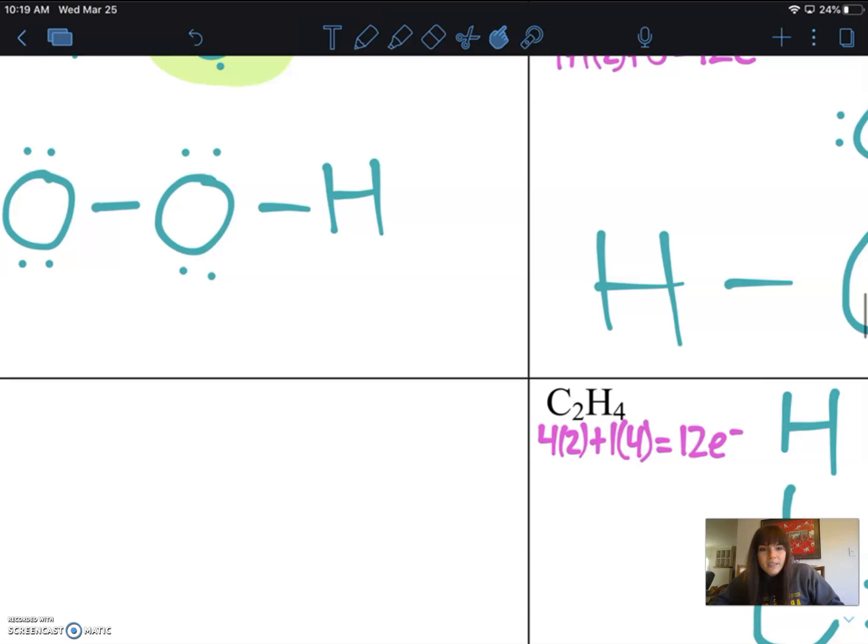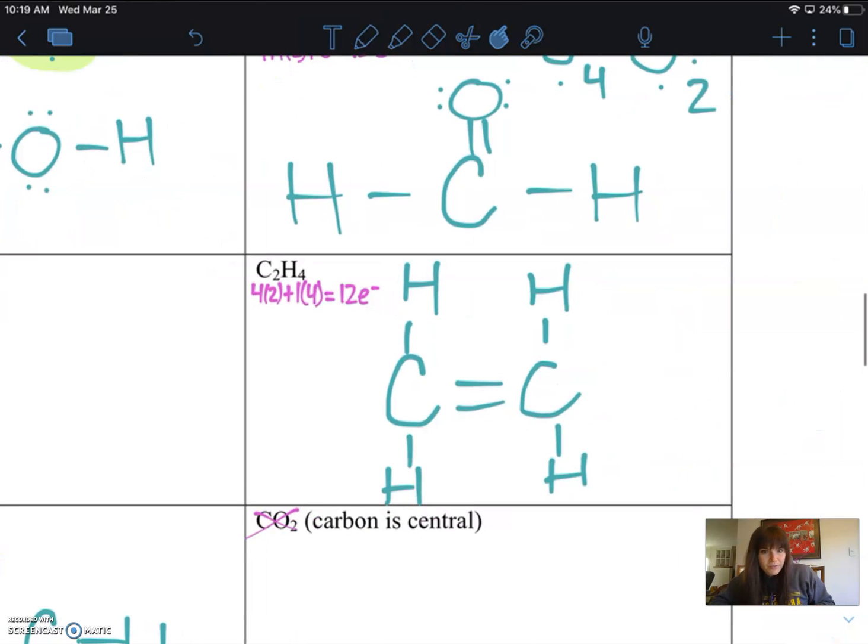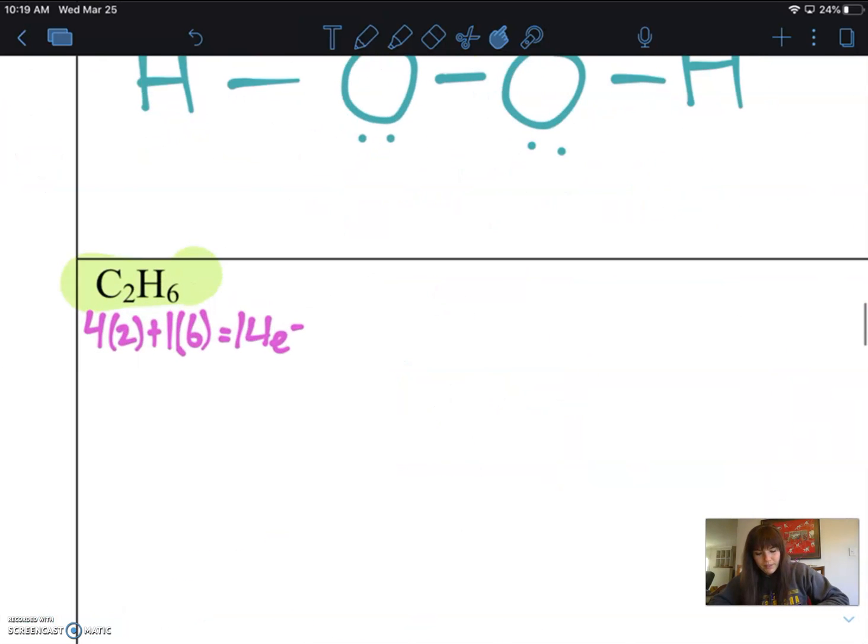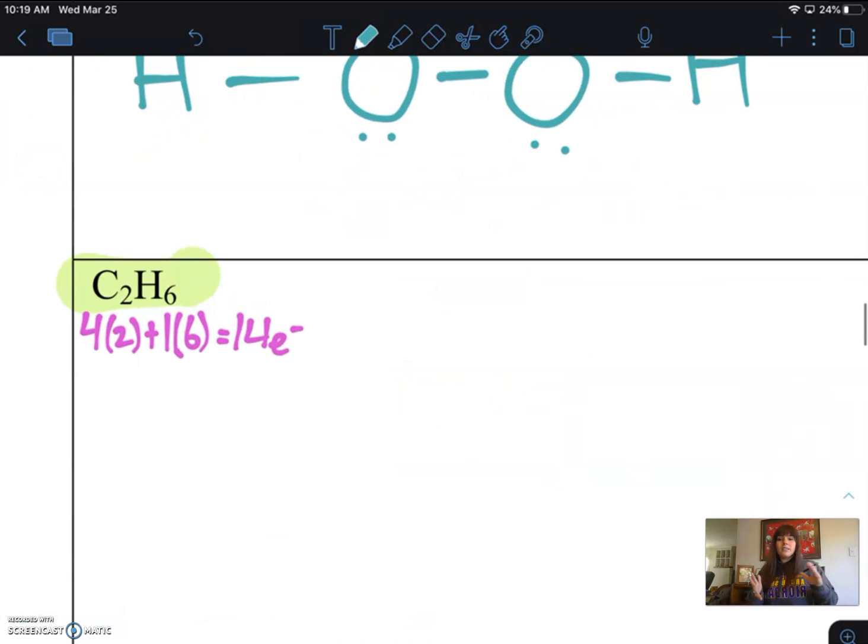So I did C2H4, which will come on screen in a second. And I kept off carbon dioxide only because I had that in the other video. Don't want to kind of redo everything. So right now let's focus on C2H6, dicarbon heptahydride.